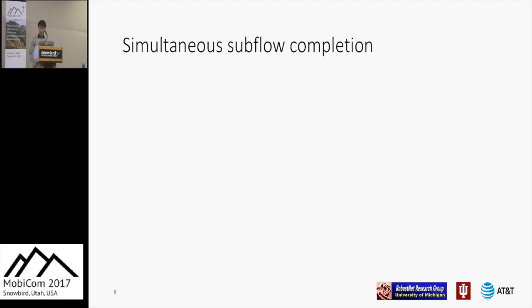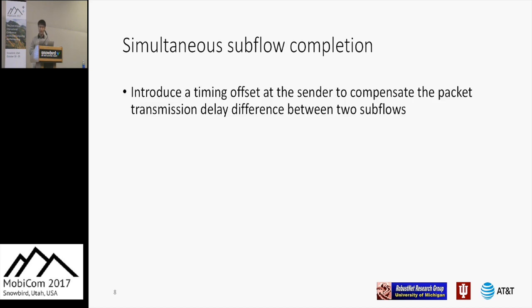Now let us consider how to make the two subflows complete simultaneously at the receiver side. The high-level idea here is to introduce a timing offset at the sender side to compensate for the packet transmission delay difference across subflows. Let's go over an example to see how this is done in detail.